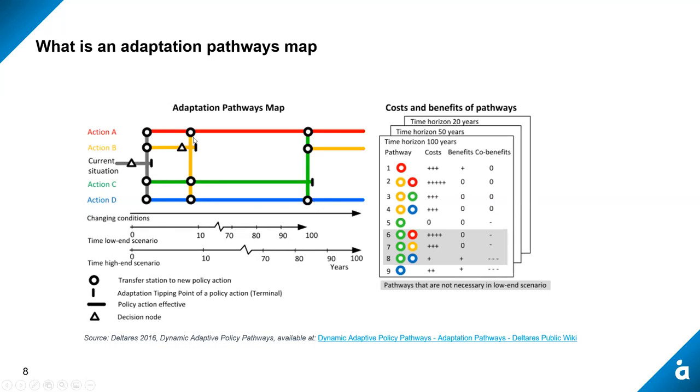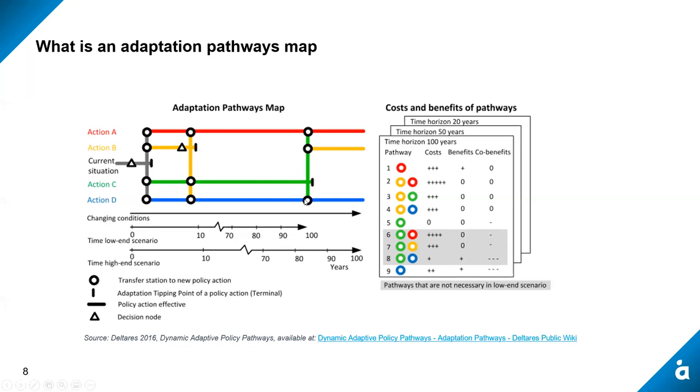And the little circles show you where you can transfer to different actions. The triangles are showing you when you need to make a decision, and the little black line is showing the sell by date of that particular action, when it no longer meets the service outcome you require.